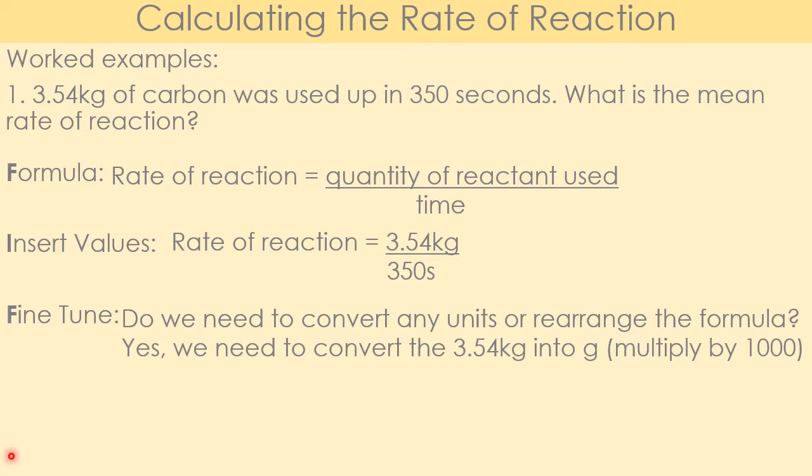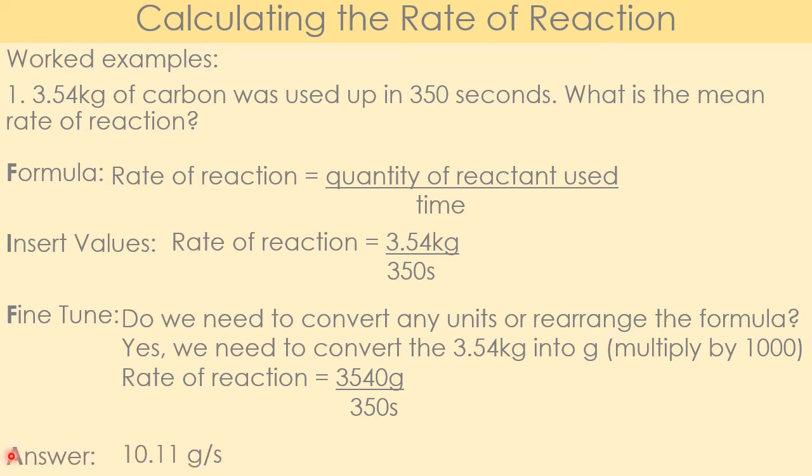I can put those back into my formula now. So I've got 3,540 divided by 350 seconds. My answer, I then get 10.11, and my units here are now grams per second. I'll be really careful to make sure I convert those units.